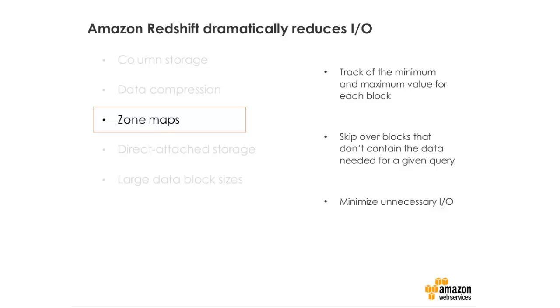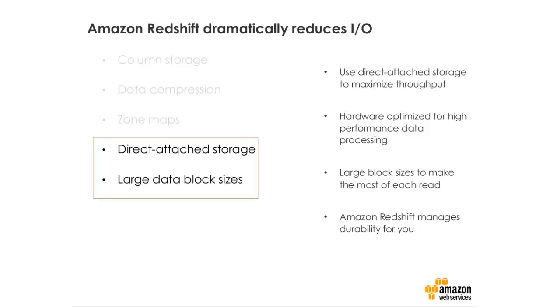But we know that at some point we're going to have to go to the disk to get the data. When we do that, we want to use direct attached storage rather than network attached. The goal here is to maximize throughput. Redshift runs on a hardware platform that's optimized for high-performance data processing, and I'll talk about the details of that in just a second.